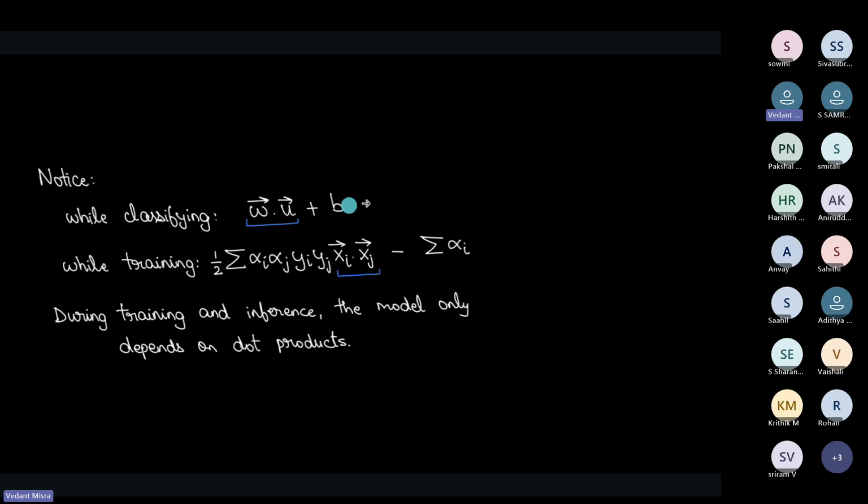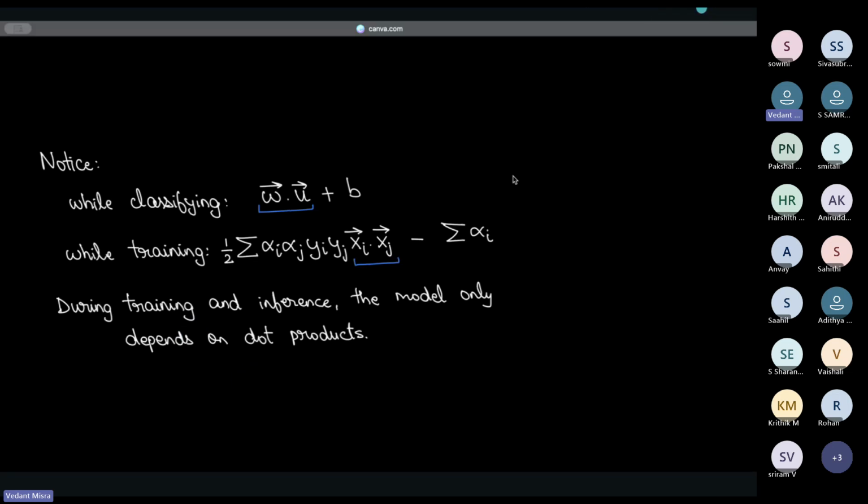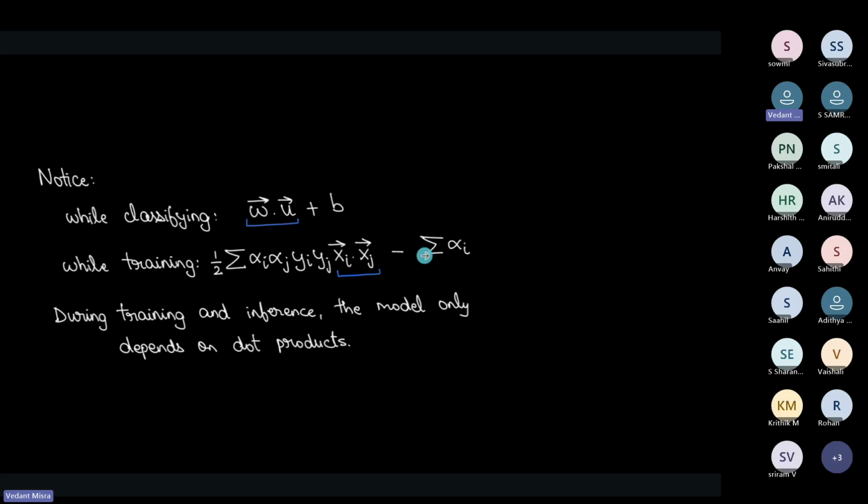So one thing to note was when you try to classify a new data point, you take the dot product with x and then you say with w and then you add b. And while training, the thing that you're trying to optimize, in that also you only take the dot product. So the model only depends on dot products. This is something that we'll use later on in kernels. But for now, just keep that in mind.